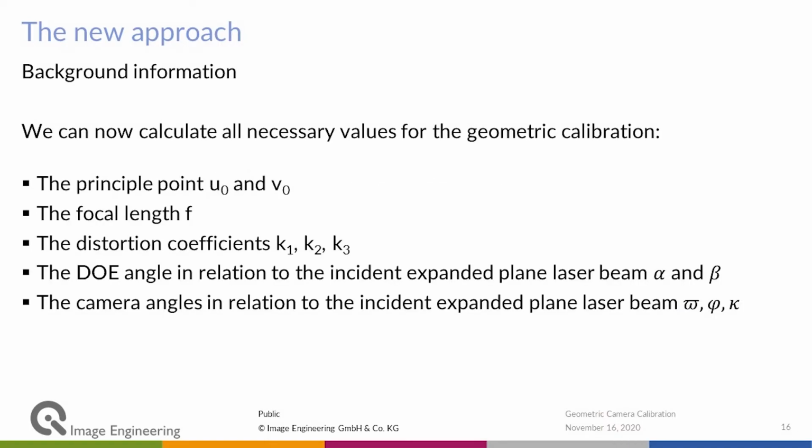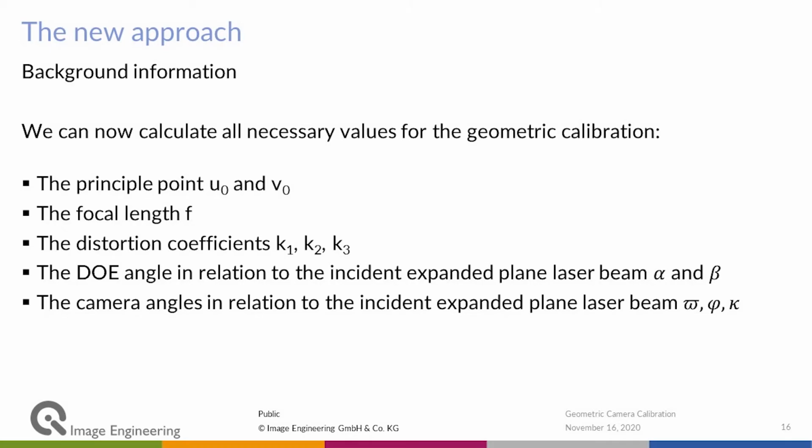So in the end, what we're getting out of this is the principal point. We get the focal lengths of our camera. We get the distortion coefficients. We get the angles, alpha and beta, of the orientation of the DOE towards the incident plane wave coming from the laser. And we also get the three angles, pitch, yaw, and roll of our camera.